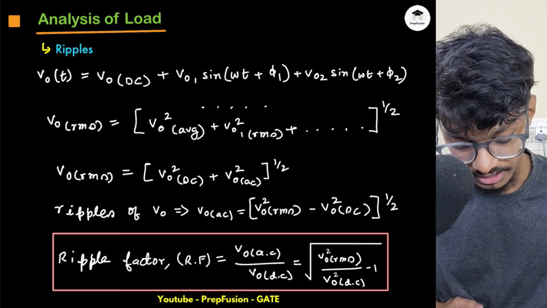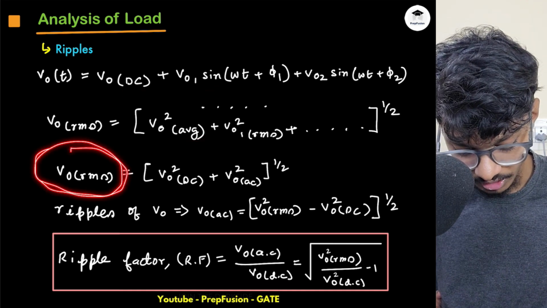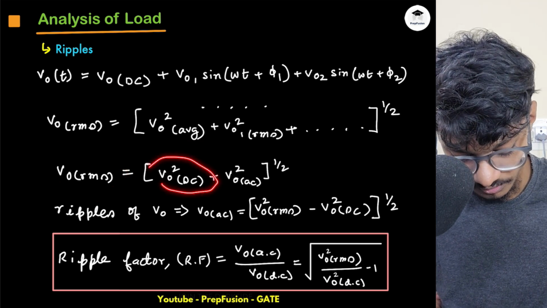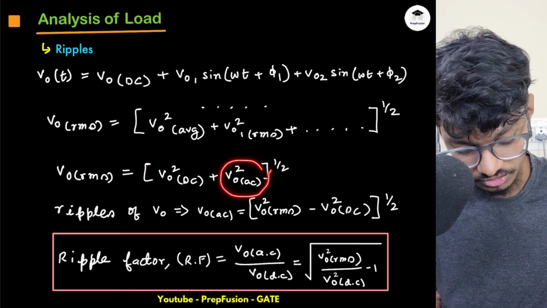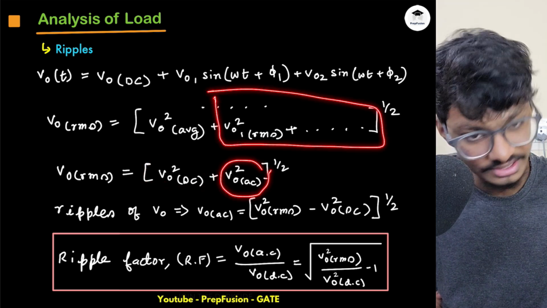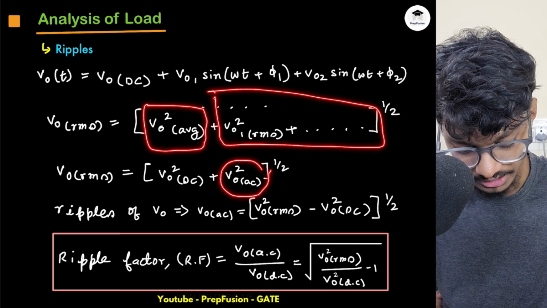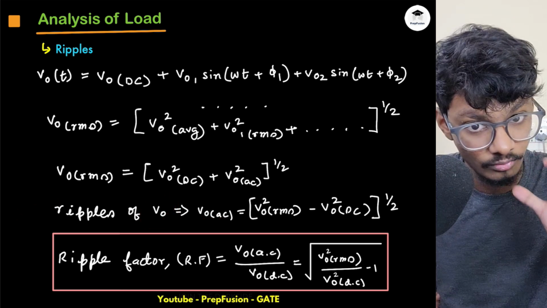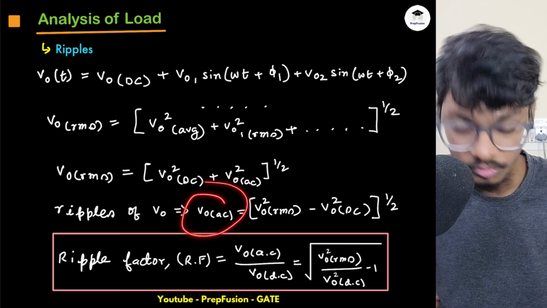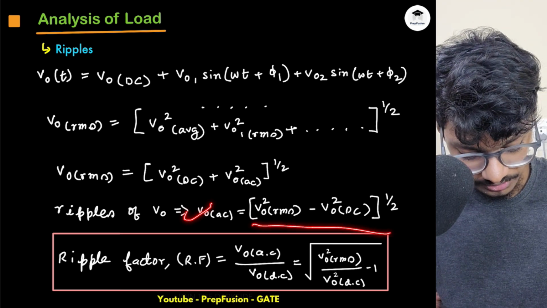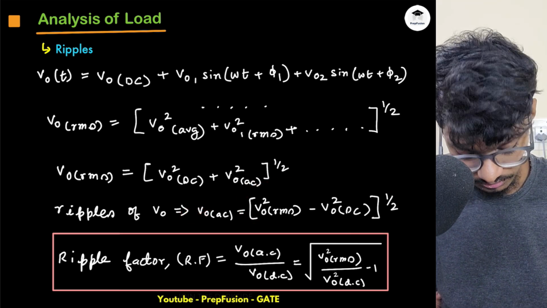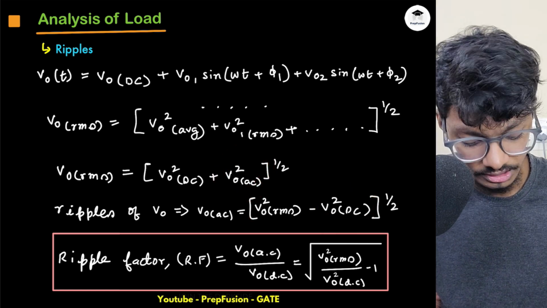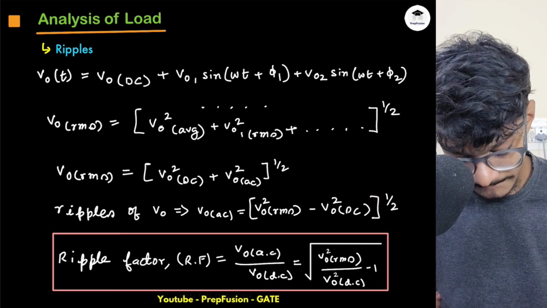The formula is already explained. So basically, how can I write the RMS? VO RMS will be simply, all of these are orthogonal, right? All of these are orthogonal with each other. So VO RMS will be VO DC whole square plus VO AC whole square, because this whole thing is the AC component, and this thing is only DC, right? So ripples of VO will be VO AC. On the load side, the AC component will be the ripples. So that is equal to simply this, right? If I compute VO AC, it will be VO RMS whole square minus VO DC whole square, whole under root, right?